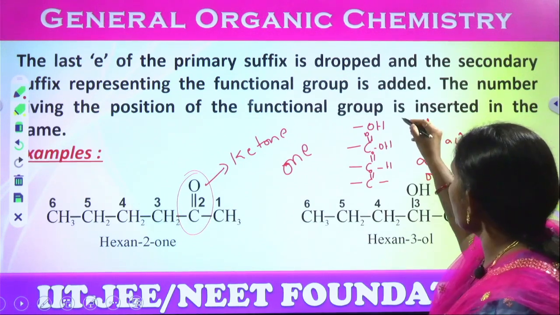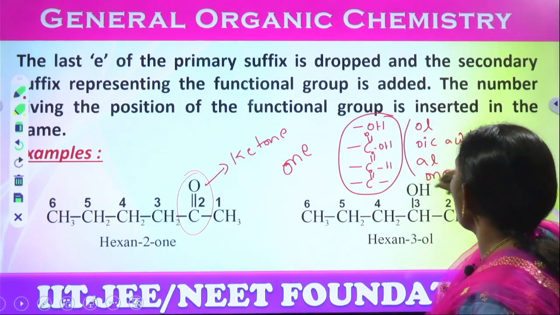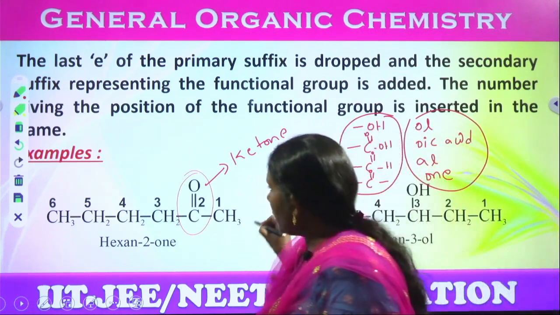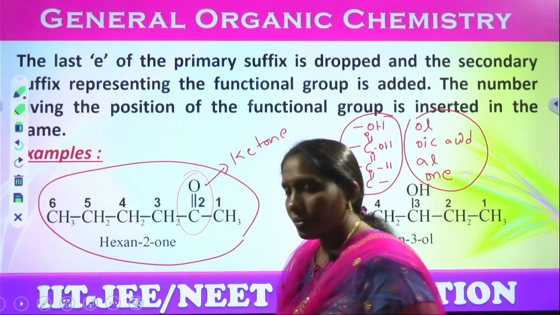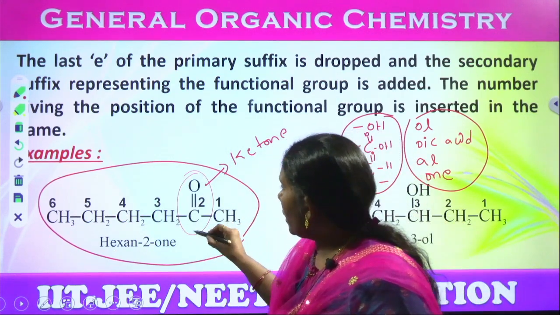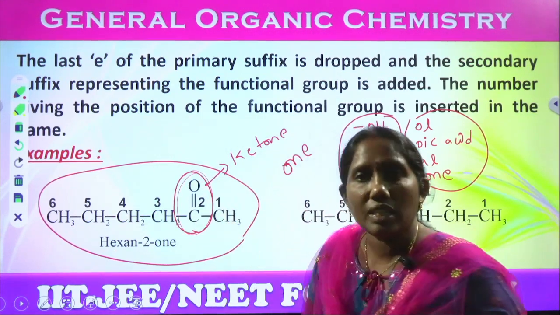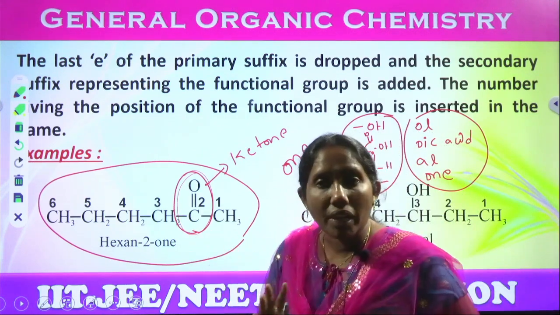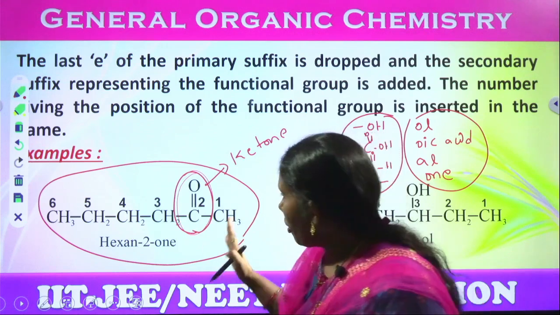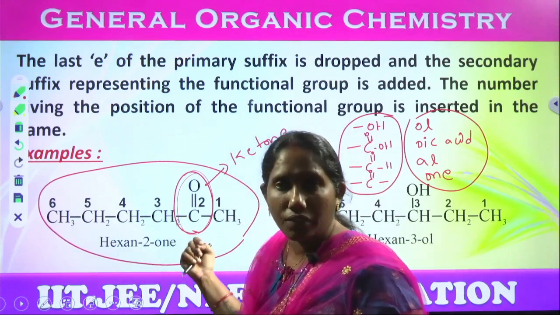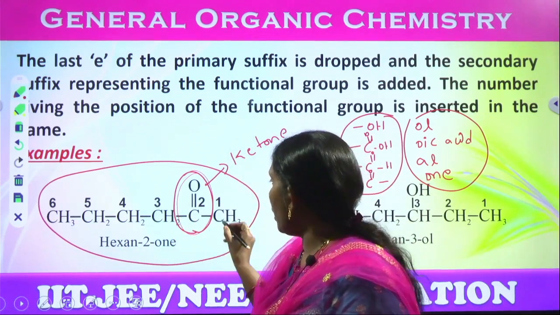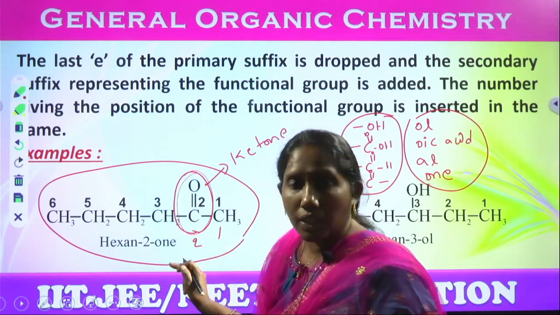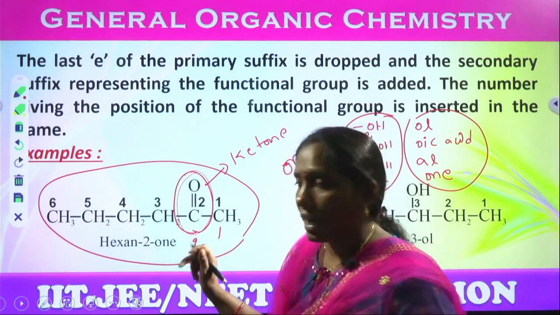So what are the suffixes for the respective functional groups? Ol, oic acid, al and one. Let us see this example. What is the functional group here? CO. CO represents a ketone group. To give the numbering here, we can give in two ways, from left to right or right to left. If you go right to left, then 1, 2, the keto group containing carbon gets the second number.